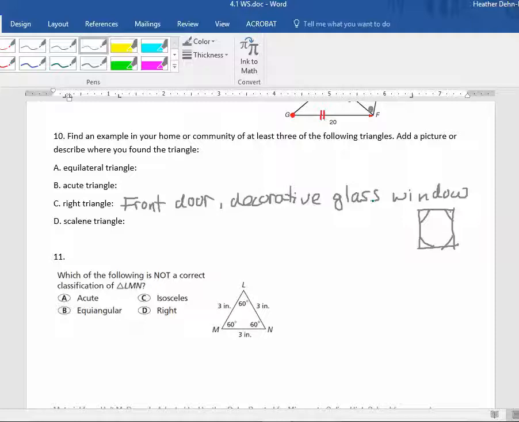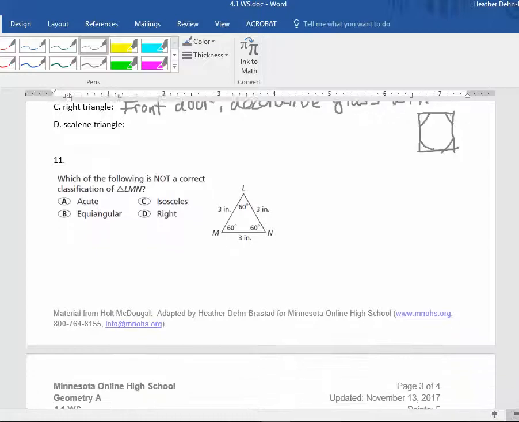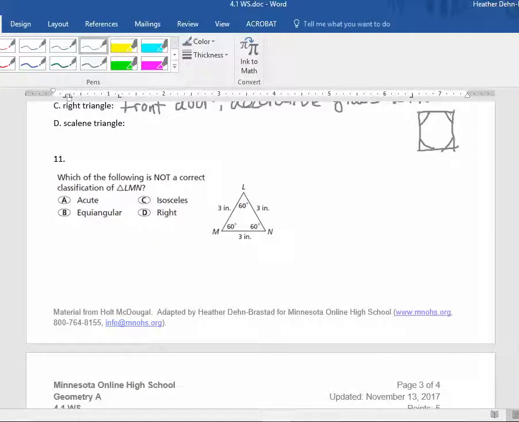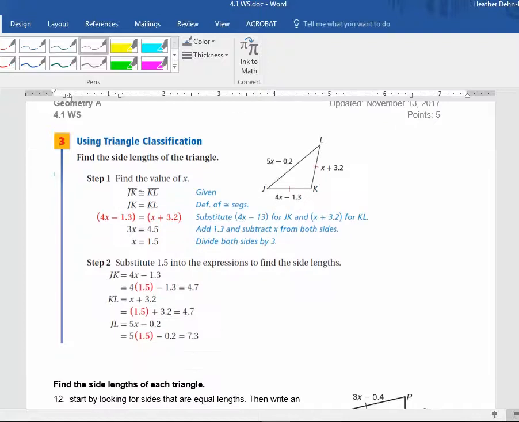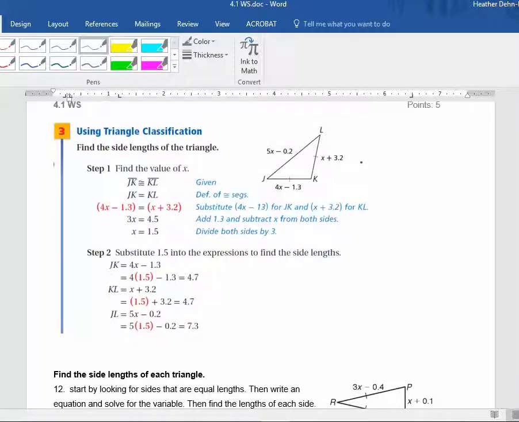All right, and it says at least 3. So if there's one you need to skip because you just can't find it, that's fine. Then the next section is just a multiple choice question to name this triangle. There's more than one way to name it, of course. And then here we're going to get to some algebra practice, some review.